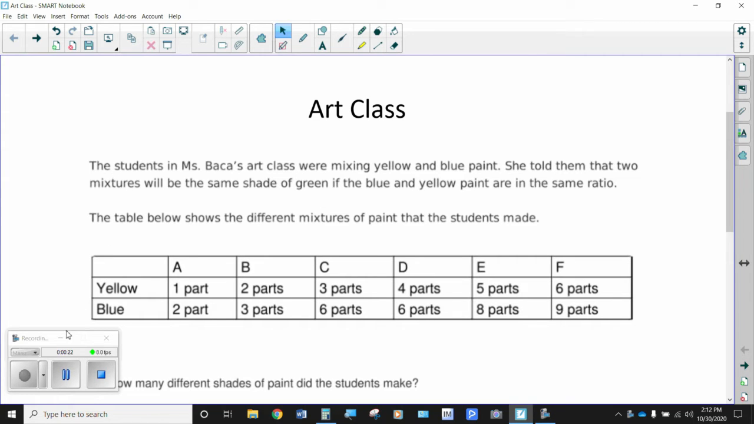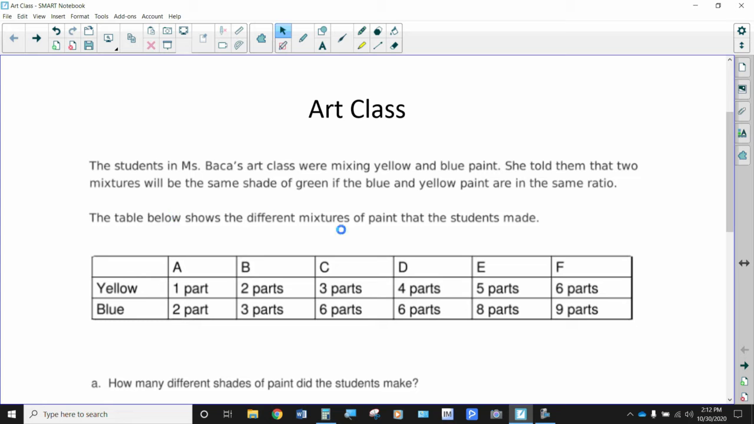Here are the directions. It says students in Ms. Bacca's art class were mixing yellow and blue paint. She told them that two mixtures will be the same shade of green if the blue and the yellow paints are in the same ratio. So here is a table of 1, 2, 3, 4, 5, 6 different mixtures, all labeled as A, B, C, D, E, and F. And it shows you on the side how many parts of it are yellow, how many parts are blue.